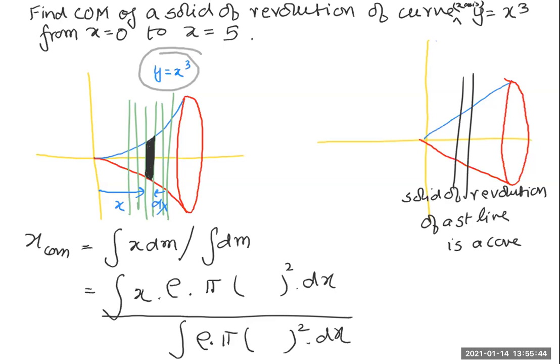It means that if I am at x equal to 1, then on the curve y will be equal to 1. At x equal to 2, on the curve y will be equal to 8. So if I am at a distance of x, then the y coordinate, which is the radius, will be equal to x cube.